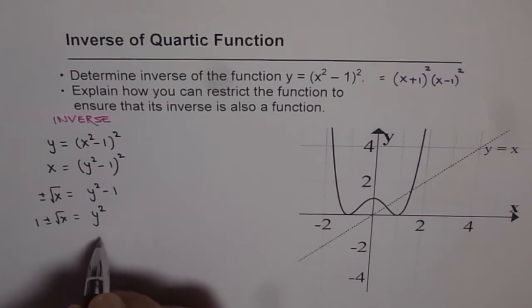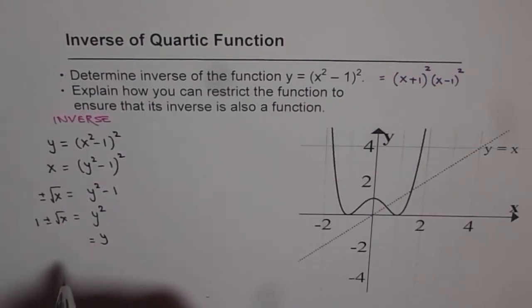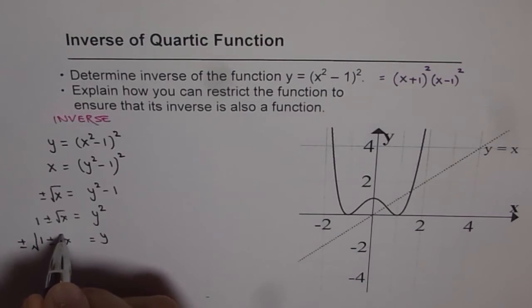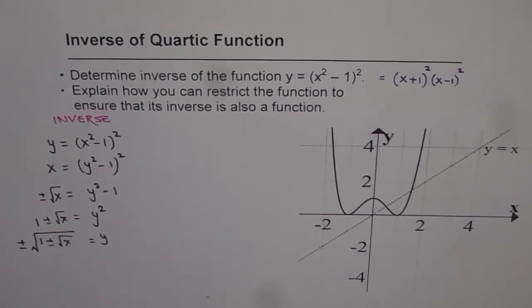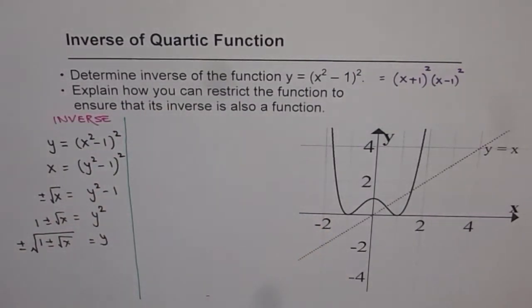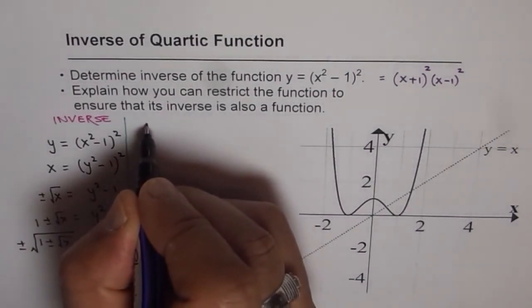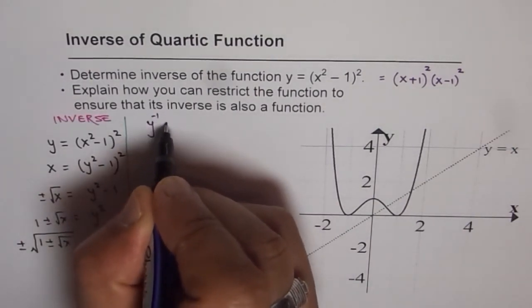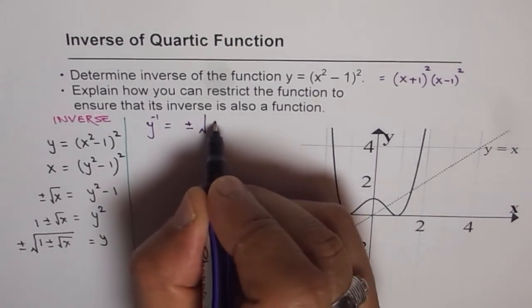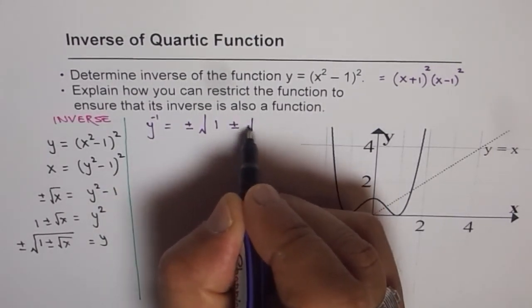And what is y equal to? y is equal to the square root of all this. So square root, again with plus and minus sign, you get the square root of 1 plus or minus square root of x. So that is how you can find the inverse. Now let's work with the inverse function, and we have the inverse function as y inverse equals plus or minus the square root of (1 plus or minus square root of x).